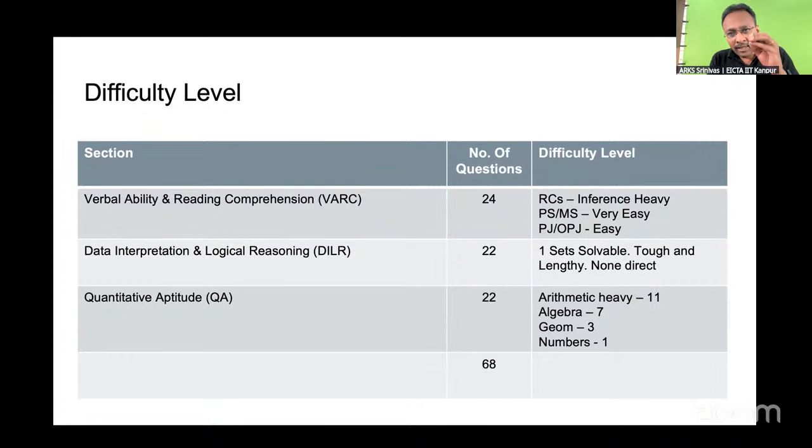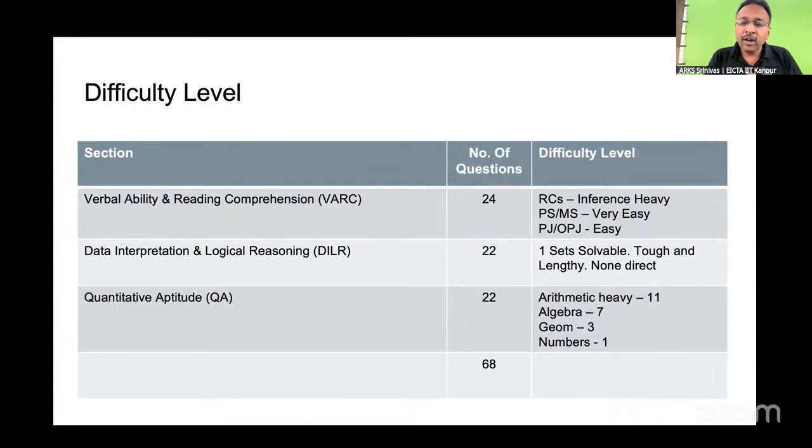Having said that, compared to slot 1, and it's just about 1 hour after the CAT, whatever feedback we've got, it is slightly easier, slightly more direct, not as lengthy as slot 1. In slot 1, these IIM guys, the CAT guys, made you work, made you solve. Here, a few questions, more than a few questions actually, were direct in that sense.